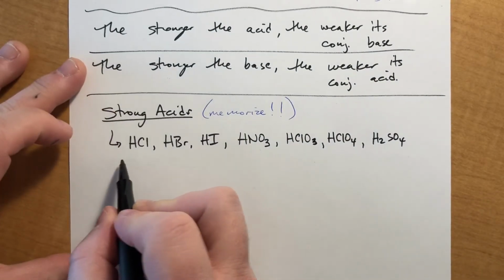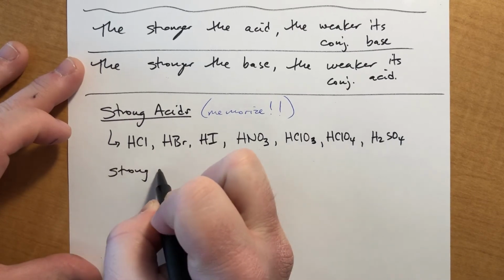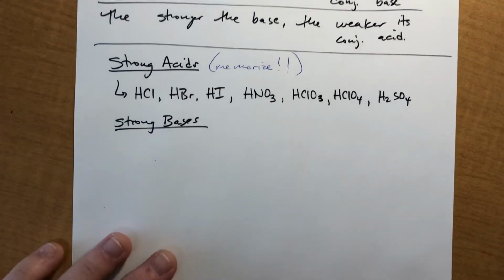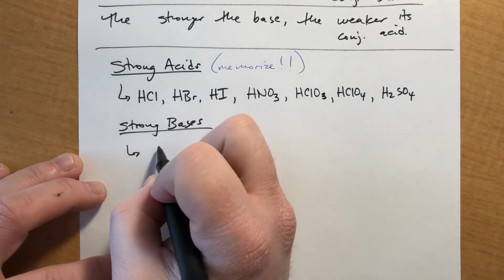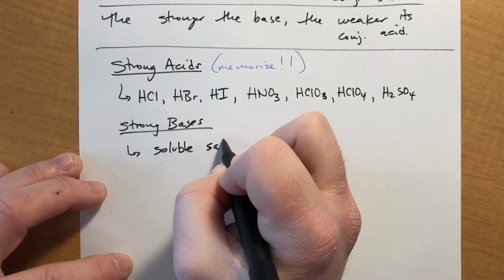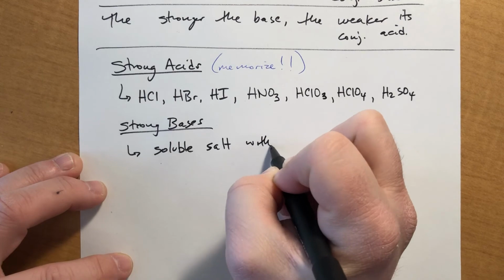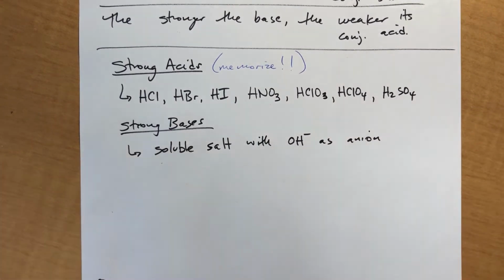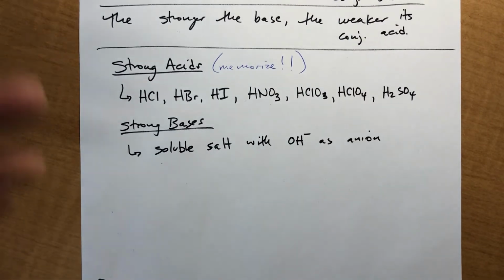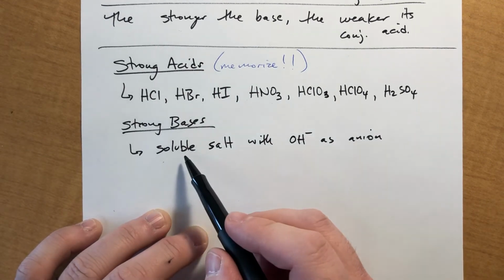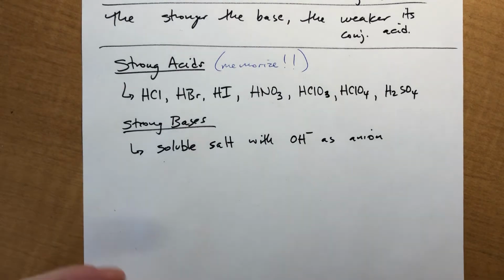Strong bases are even easier. Basically, if you have a soluble salt, in other words, a salt that will dissolve in water with OH minus as the anion, so if you have NaOH or KOH or CaOH, whatever, anything with an OH minus as the anion, if it will dissolve in water, it'll be a strong base. So that's really, really easy.